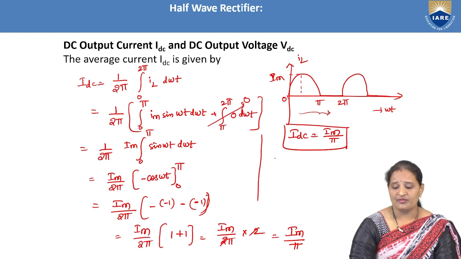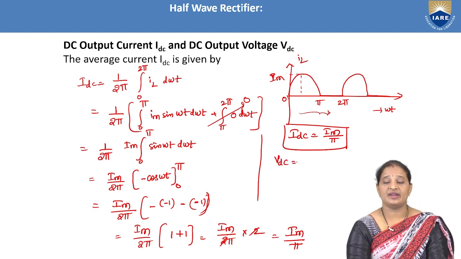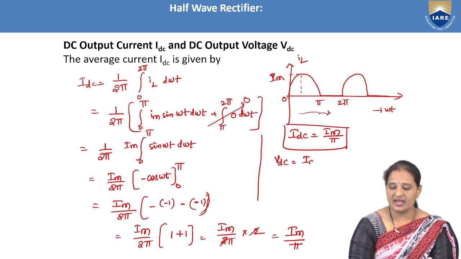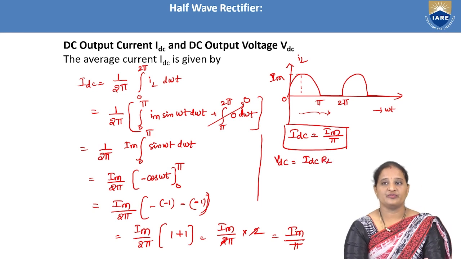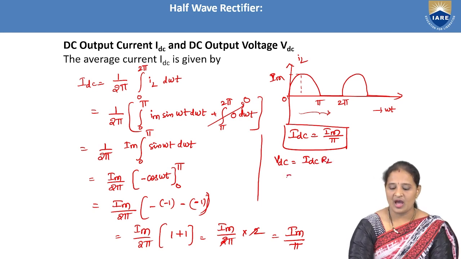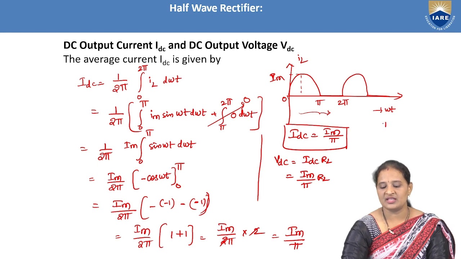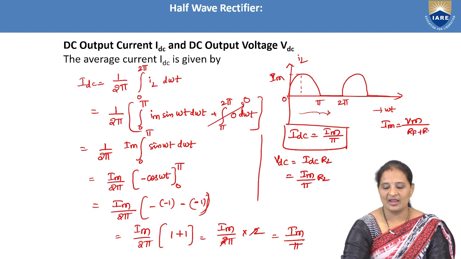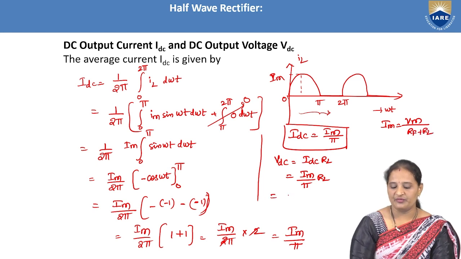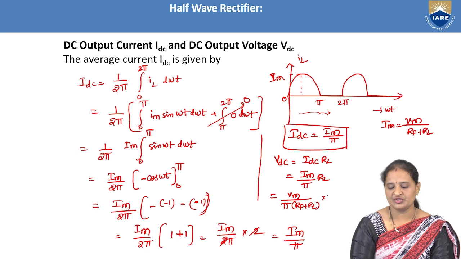So we know that VDC is a voltage, that is DC voltage measured across the load resistor, which is given by IDC into RL. IDC we have already calculated as Im by pi into RL, where we have seen that Im is equal to Vm by Rf plus RL. So VDC is equal to Vm divided by pi into Rf plus RL into RL.